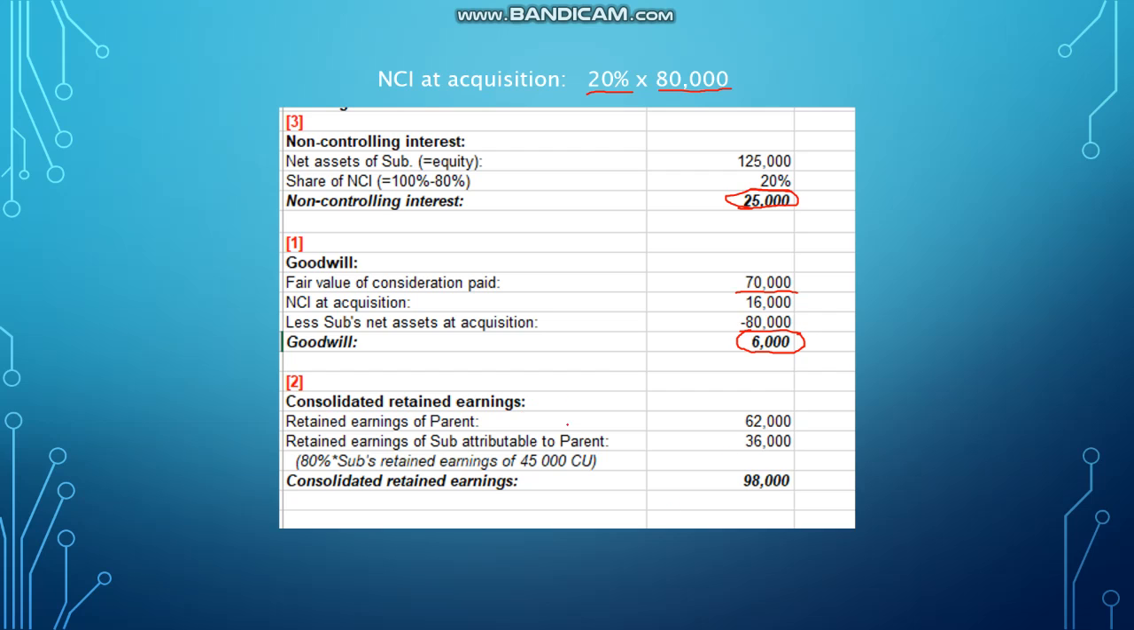And lastly, we'll do the consolidated retained earnings calculation, which is the retained earnings of the parent company, which is $62,000. We'll use 100% of that, but we'll only use 80% of the subsidiary's retained earnings, which was $45,000, and 80% of that is this $36,000 here. Add those two together, and we get our combined consolidated retained earnings of $98,000.